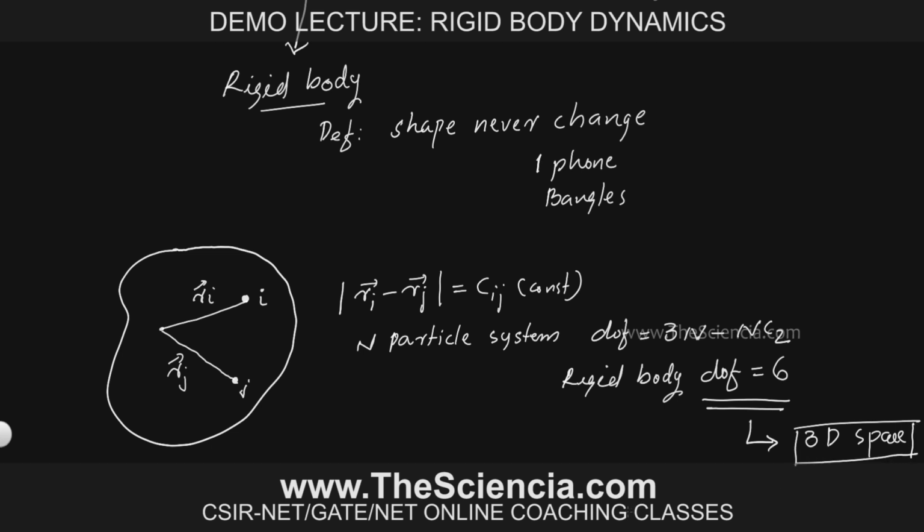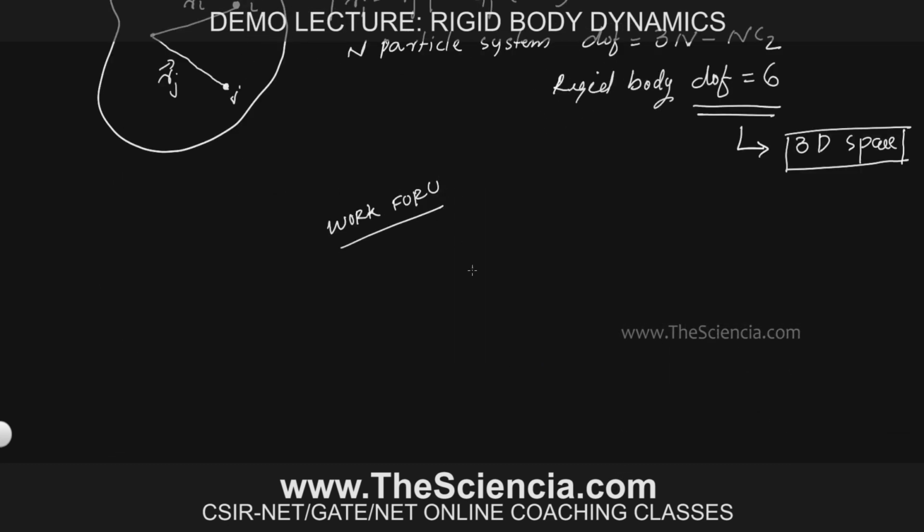I think you are remembering we already discussed a CSIR problem. In that problem, they asked to find out the degrees of freedom of a rigid body in D-dimensional space, right? So you do one thing, you go back to the older lecture notes and find out the degrees of freedom of a rigid body in 1D space, 2D space, 3D space, 4D space, etc. Please refer back to those lectures and write it down here.